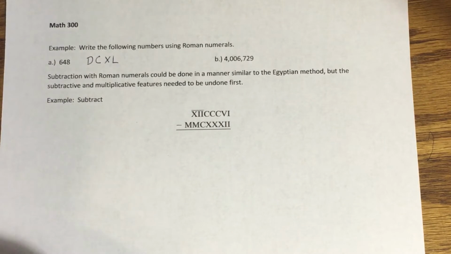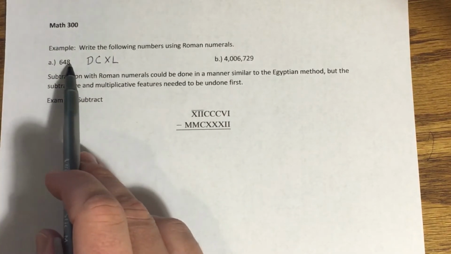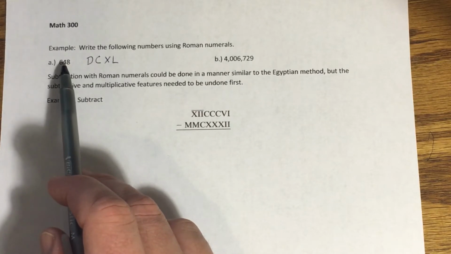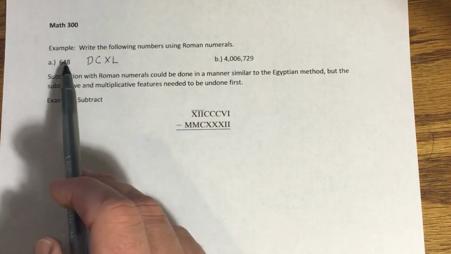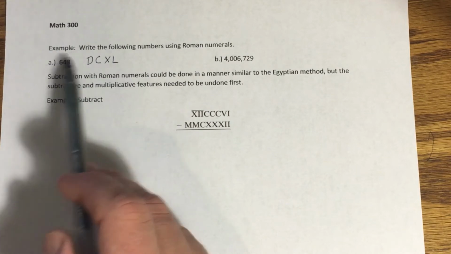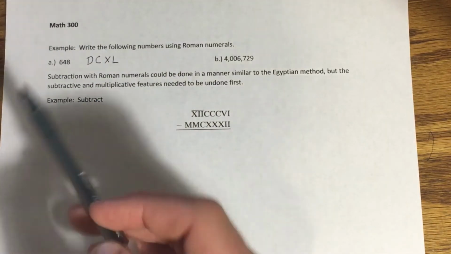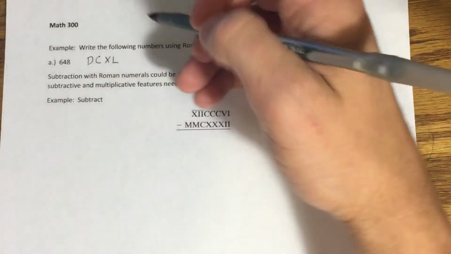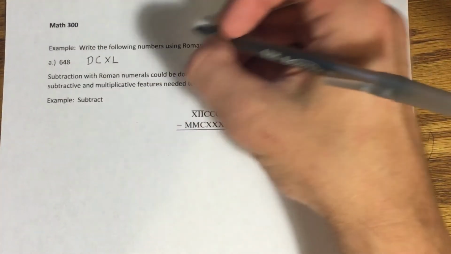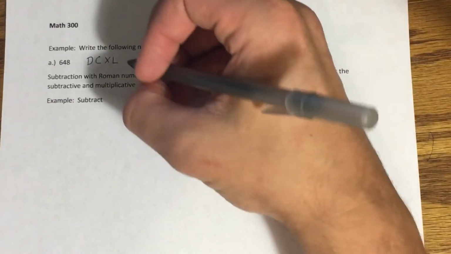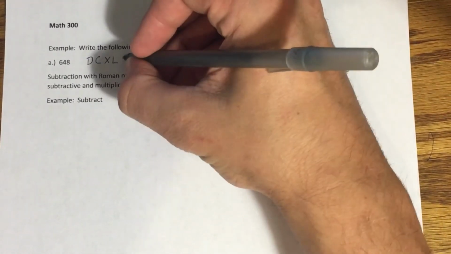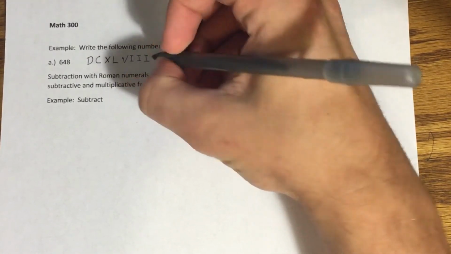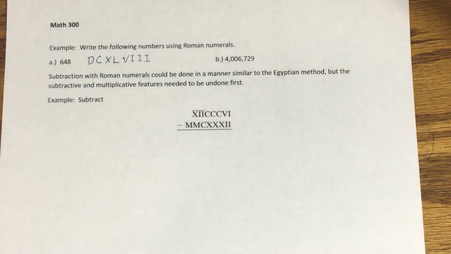8 in the ones place. We don't use the subtractive feature for this. The subtractive feature is only used if we're 1 away or 1 below the next symbol. So 4 is 1 below 5, and we have a symbol for that. Or 40 is 1 below 50. 40 is a 10 below 50, I should say it that way. 8 is not 1 below something that we have another symbol for. So I'm going to represent 8 by a 5 and 3 ones. So there's the number 648.